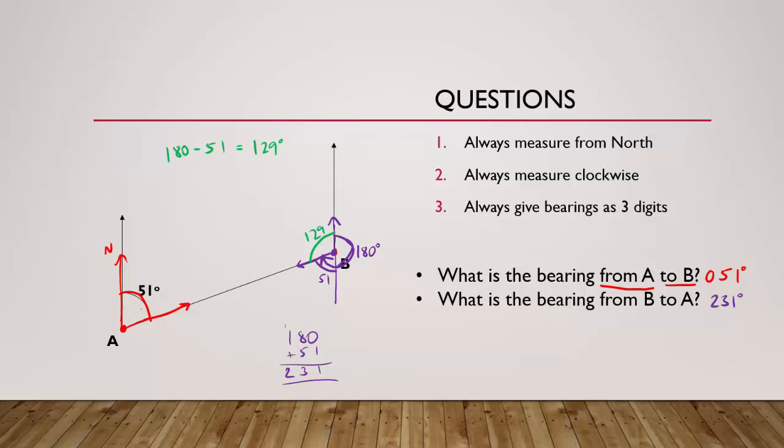Now remember, our answer is not 129 degrees. We've worked out that this green angle is 129, so to find the answer that we want, we need to find this big purple angle. So that's the full circle minus 129. So 360 take away 129, which is 231 degrees. The same answer as before.